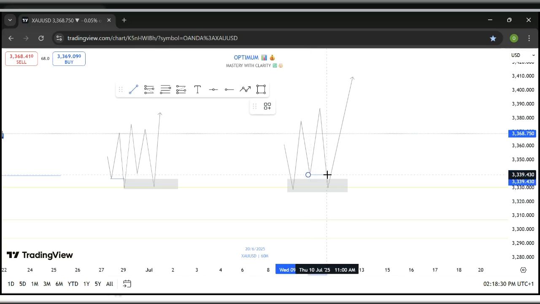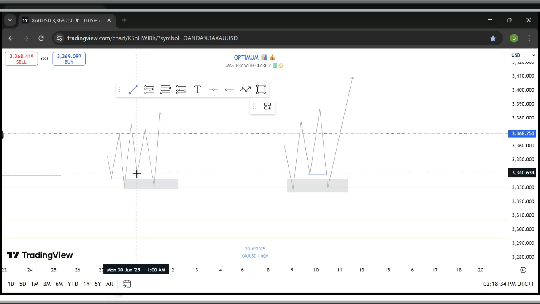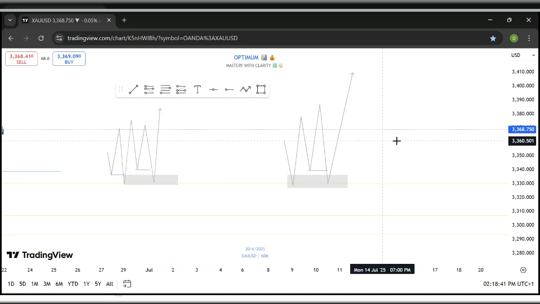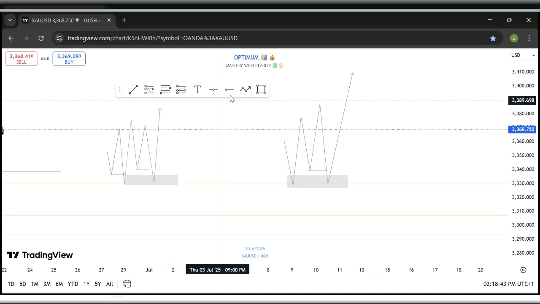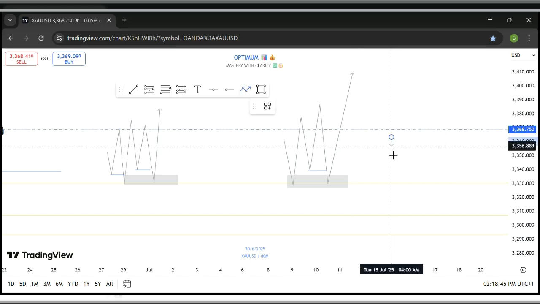And then when we want to use the QMR, which is the third entry model for me, it is this. The third one for me is this particular one, making use of the QMR, where the market does this. That's where we have a liquidity grab.